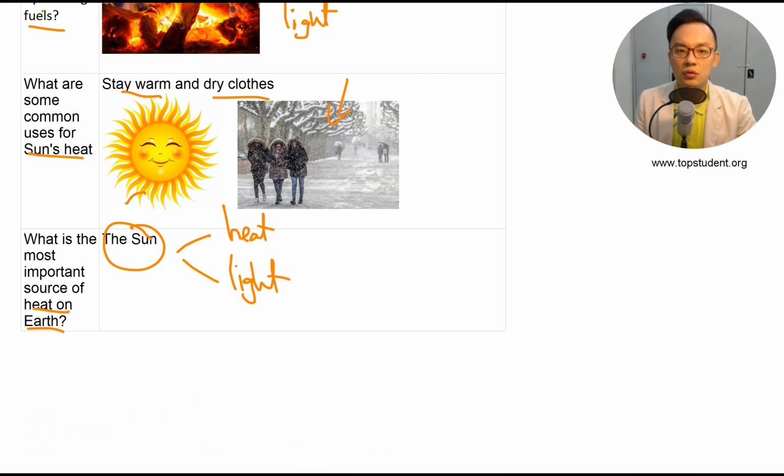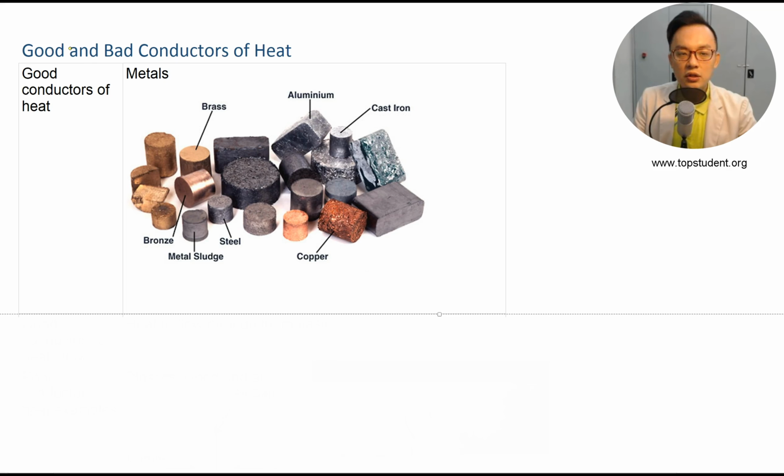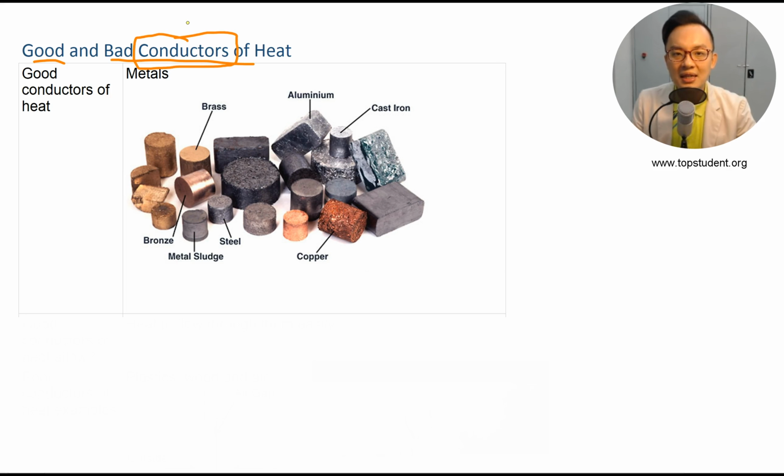These are some common uses of the sun's heat. So let's talk about some good and bad conductors of heat. What is this word conductor? Conductor means it allows heat to go through it.